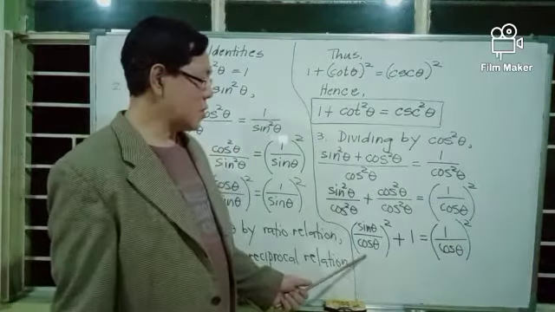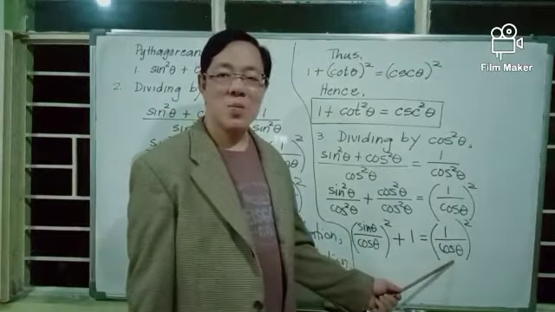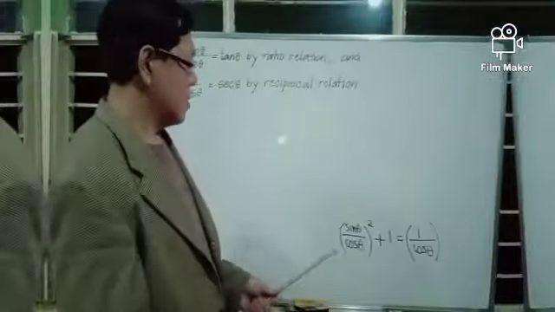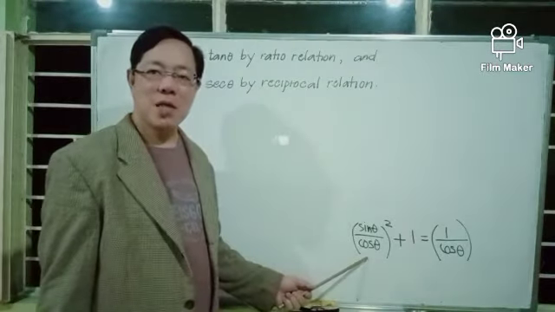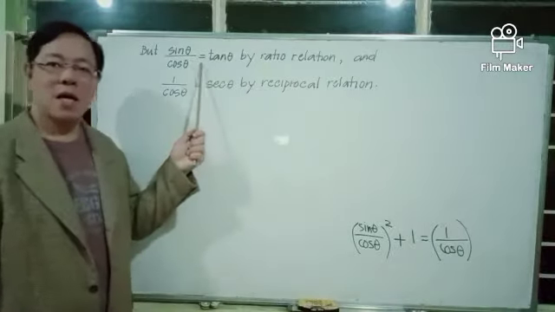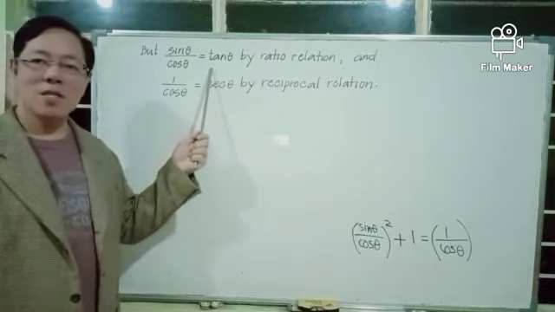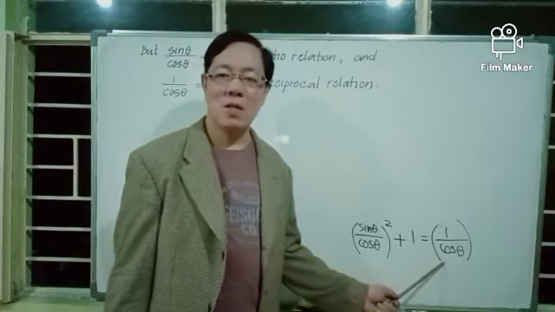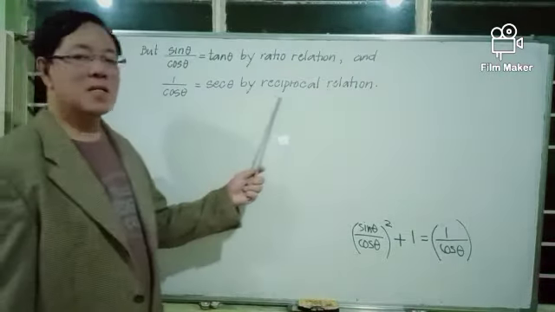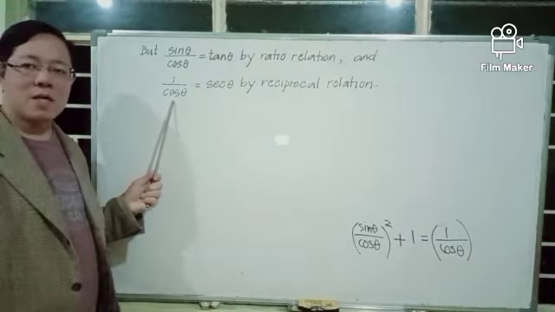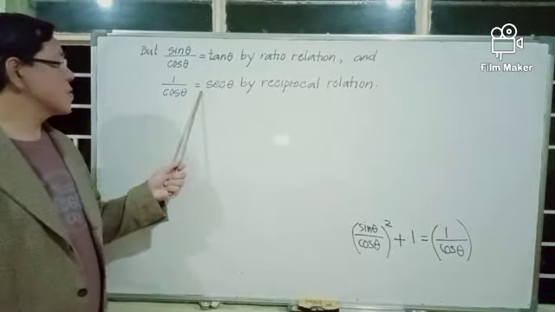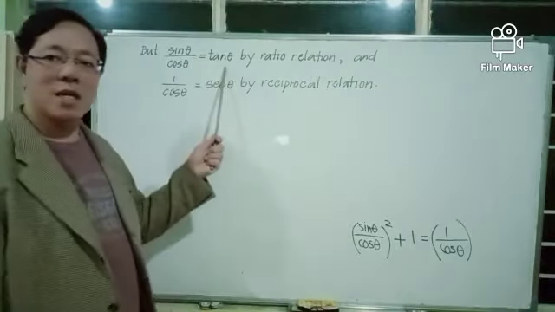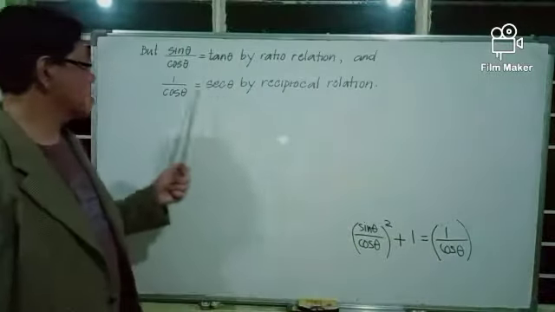Now we apply ratio relation to the ratio of sine and cosine, and we apply reciprocal relation to the reciprocal of cosine theta, which is 1 over cosine theta. To simplify this equation, we use the ratio relation. By ratio relation, the ratio of sine and cosine, or sine over cosine, is equal to tangent theta. And the reciprocal of cosine, or 1 over cosine, is equal to secant theta by reciprocal relation. Thus, we replace sine over cosine with tangent theta, and we replace 1 over cosine theta with secant theta.